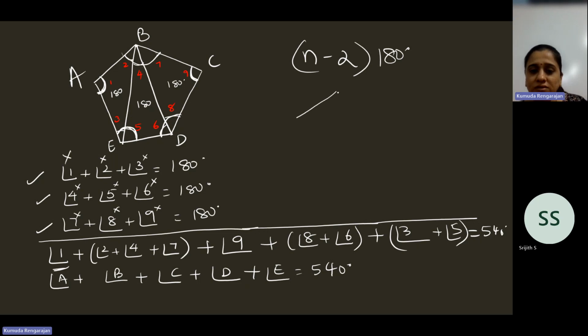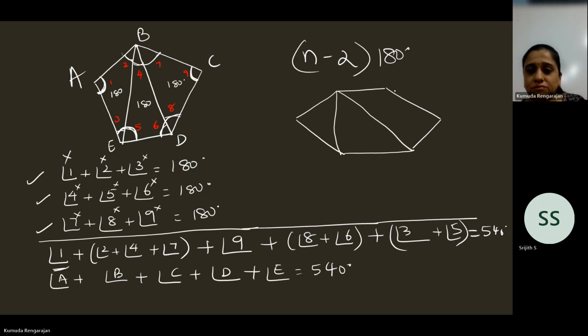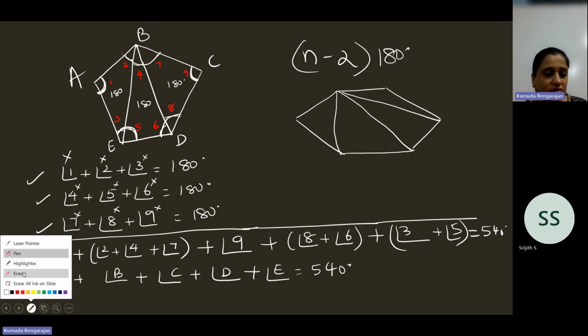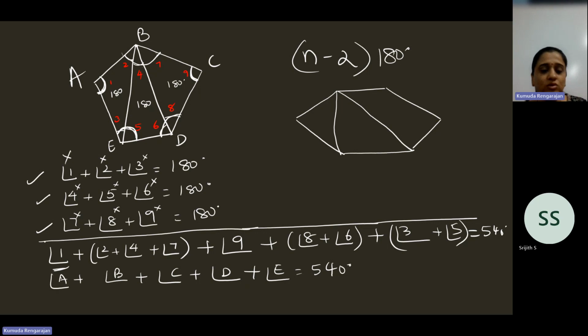See, one minute. We'll take one more. Now consider this one. This is a hexagon. 6 sides, a hexagon. Now see, we'll divide it into triangles. No, it should not intersect. It should not cross over itself. That's also fine. Anyways, you draw, but they should not overlap. You cannot draw a line like this.